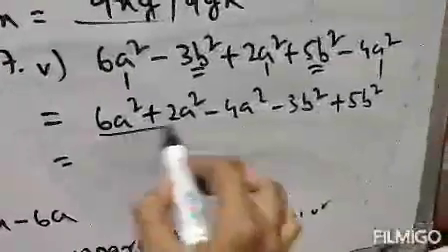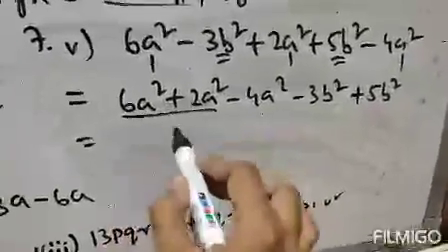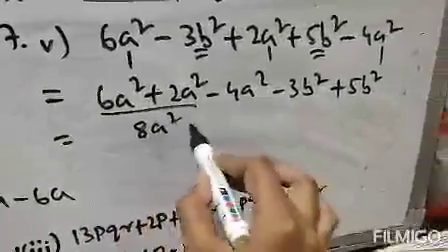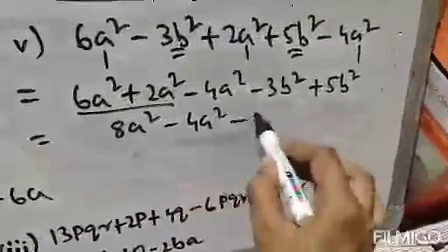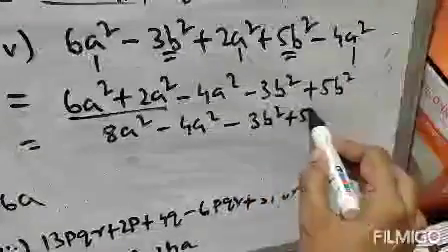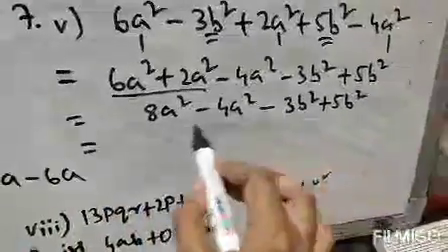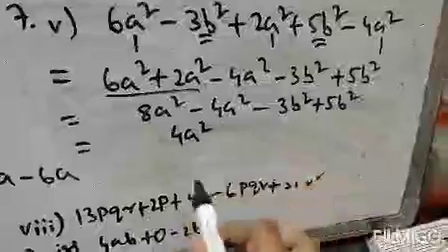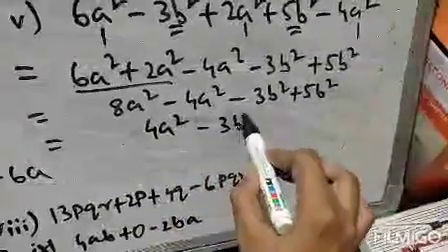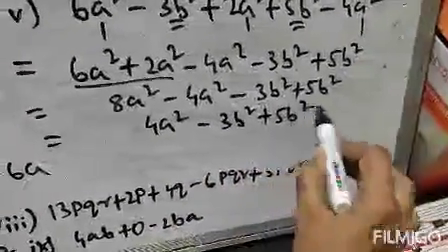So take two terms first. The coefficients are the same, so 6 plus 2 is 8, so 8a² minus 4a². And write the remaining terms as it is. Now 8a² minus 4a² gives you 4a², because 8 minus 4 is 4. Now write the remaining terms as it is.